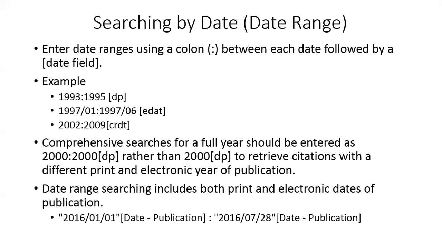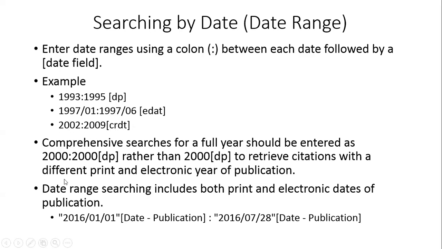2016 and 2020? For this you would have to put a colon. You would have to put a colon between the dates, followed by the date field. For example, how many articles are published between year 1993 and 1995. You can construct such a query for this, or the other way around. If you know the month and year, or the date of creation, you can have such a query.